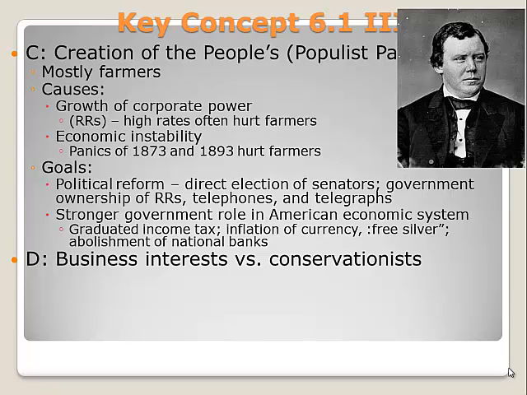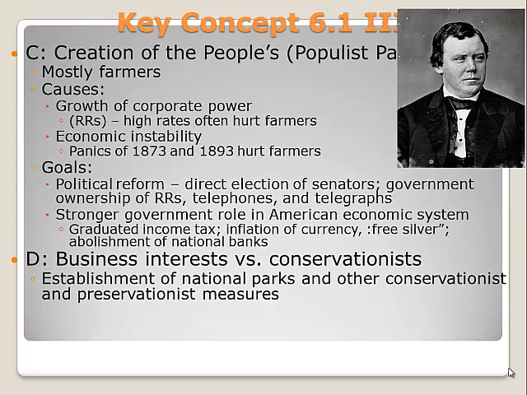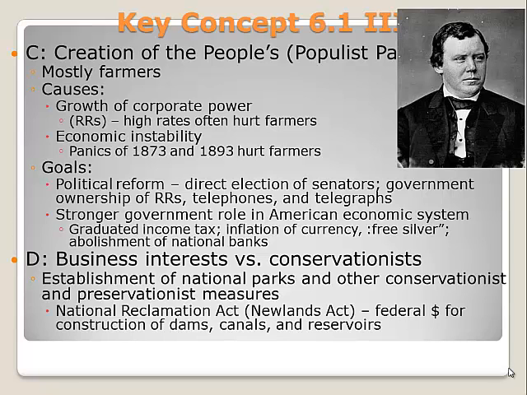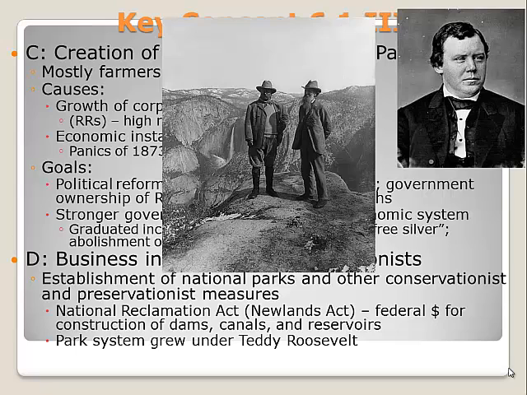So next we have business interests versus conservationists. Again, there is a battle between these two, and there's an establishment of national parks and other conservationist and preservationist measures. The National Reclamation Act, also known as the Newlands Act, provided for federal money for construction of dams, canals, and reservoirs, and the park system grows under President Teddy Roosevelt. And this is slightly outside that time period, but still is this idea of business versus the government.